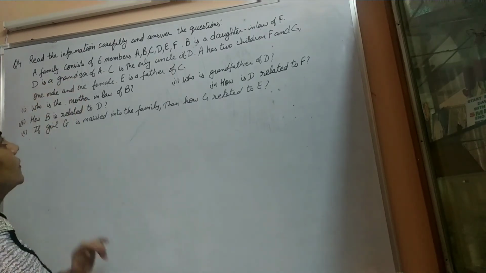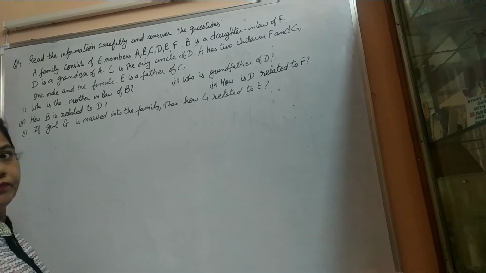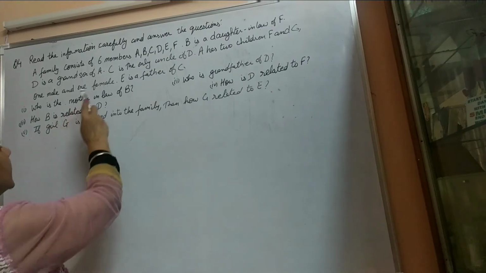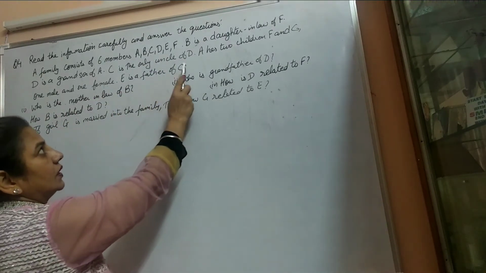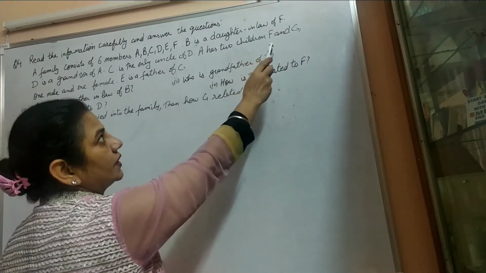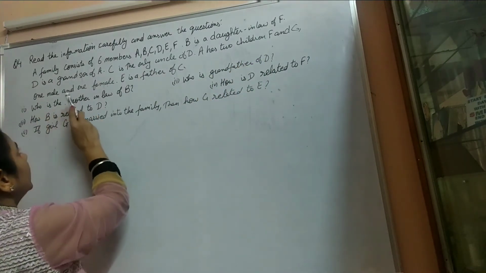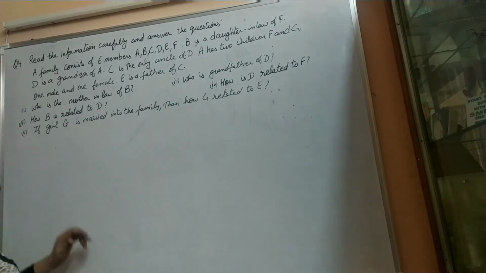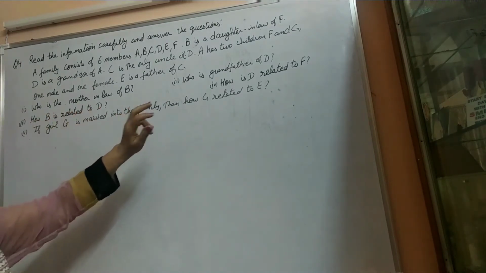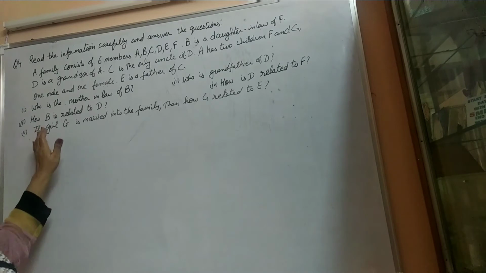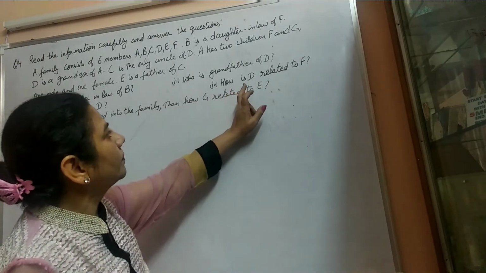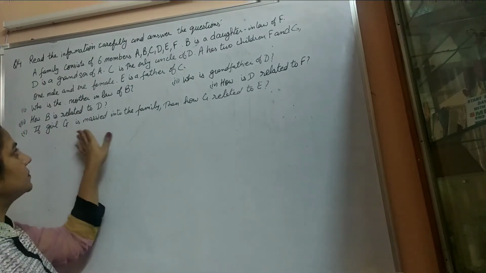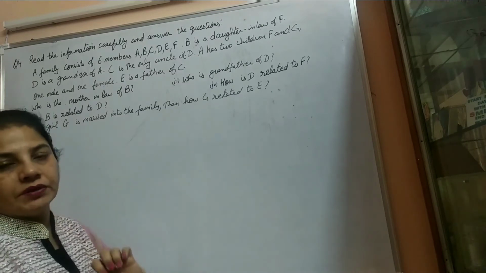A family consists of 6 members, A, B, C, D, E, F. B is a daughter-in-law of F. D is a grandson of A. C is the only uncle of D. A has 2 children, F and C, 1 male and 1 female. E is a father of C. You have to find who is the mother-in-law of B, who is the father of D, how B is related to D, and how D is related to F. If a girl G is married into the family, then how is G related to E?